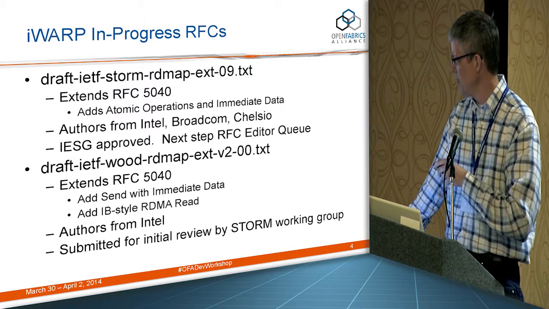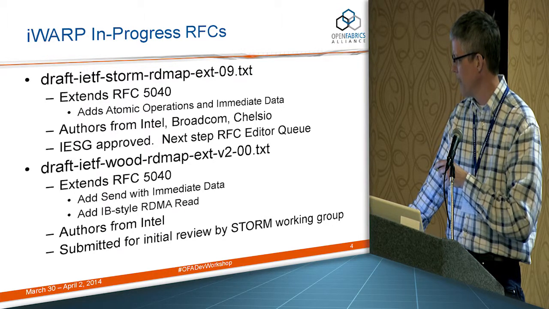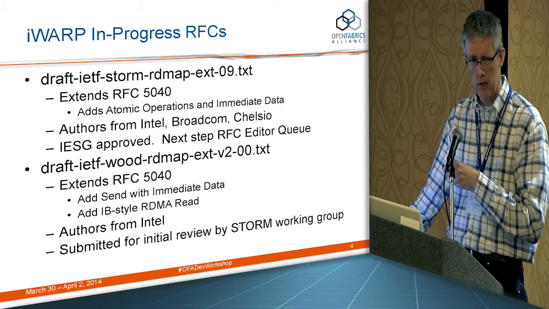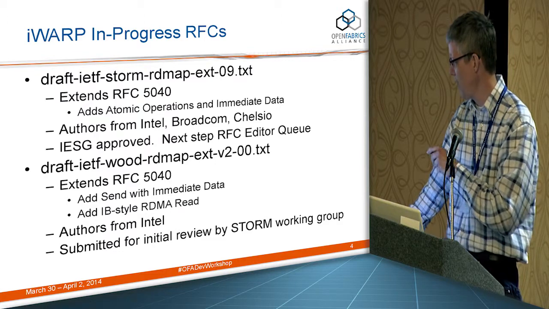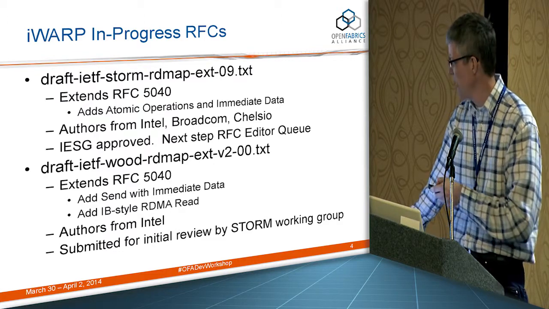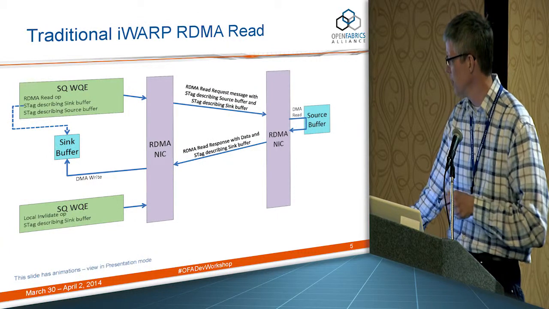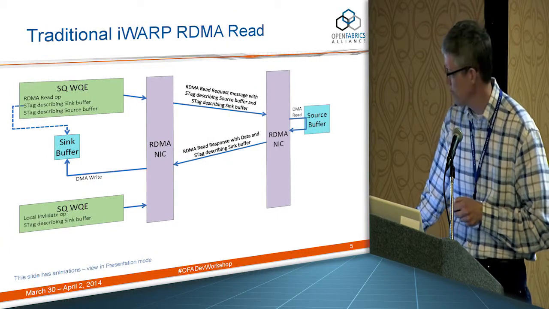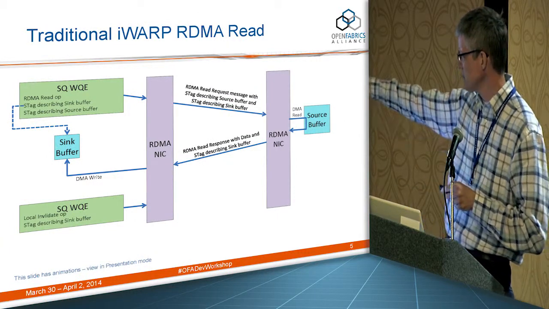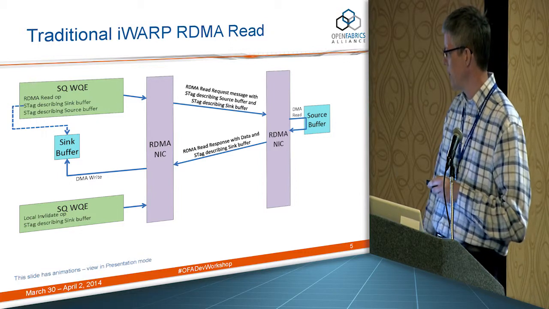Of all of these, the one that I think is maybe the most interesting and maybe least known by folks is the IB style RDMA read. So I put some drawings in here to explain the difference there in case anyone is interested. A traditional iWARP RDMA read looks like this.